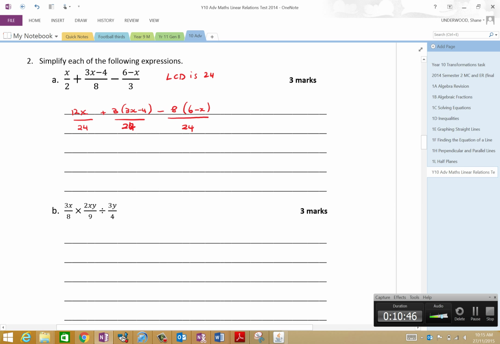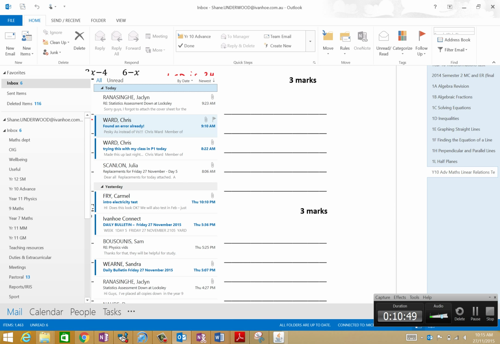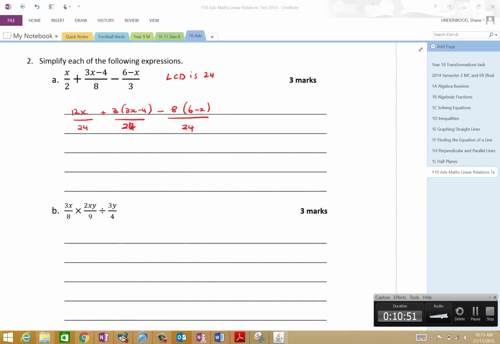Now we can do a bit of simplifying, can't we? We can say that 12x plus 9x minus 12 minus 48 plus 8x over 24. Now what does that give us? Have we got 29x? 29x, it's 29x minus 60 over 24.